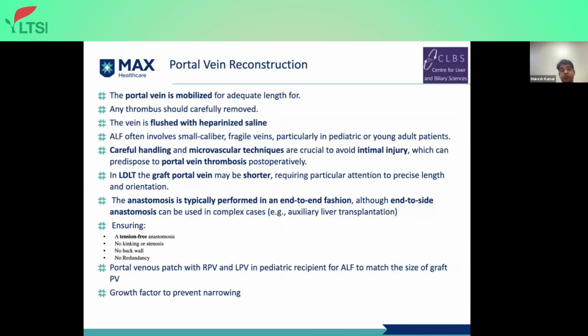So the portal vein should be well mobilized and flushed with heparinized saline, with careful handling to prevent intimal injury and portal venous thrombosis. In LDLT the graft portal vein is already shorter. So anastomosis is performed in end-to-end fashion, and sometimes end-to-side anastomosis, ensuring a tension-free anastomosis to prevent kinking and stenosis, no backwalling, no redundancy. And in pediatric transplant, we use a patch from the right portal vein and left portal vein to match the size of the graft, and growth factor as well to prevent narrowing. Next.